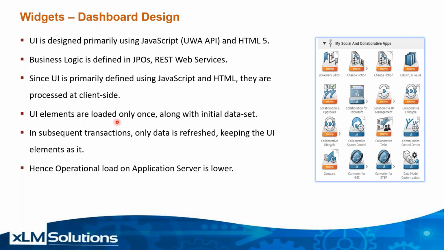Also, these UI elements are loaded only once along with the initial data set. In subsequent transactions, for example when we do multiple clicks or use more of the widget screens, the UI keeps the same elements as they are, and only data is refreshed. So the operational cost of the application server where the data is held becomes lower, because the server is processing less now. Earlier, in the case of JPOs, every single click used to go to the server, and the server used to process multiple responses from various clients.